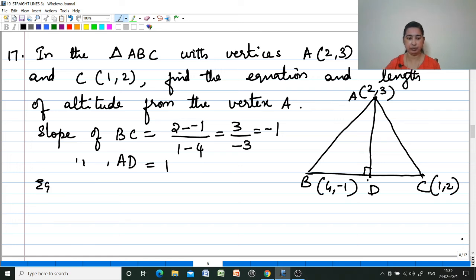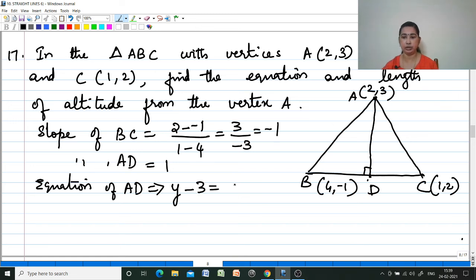What is the equation of AD? The equation of AD is y minus y1, the point is (2, 3), equals 1 into x minus 2. Simplifying this, taking y to the other side, we get x minus y plus 1 equal to 0 as the equation of AD.